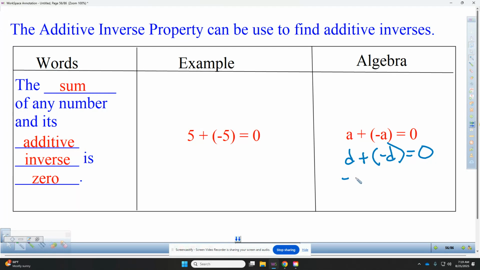If I choose negative E, what would I have to add to negative E to get it to be 0? That would be a positive E. Okay, moving on.